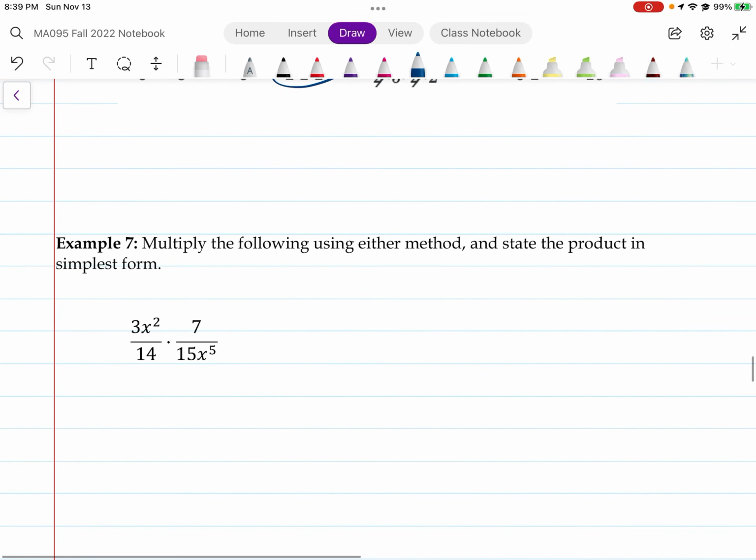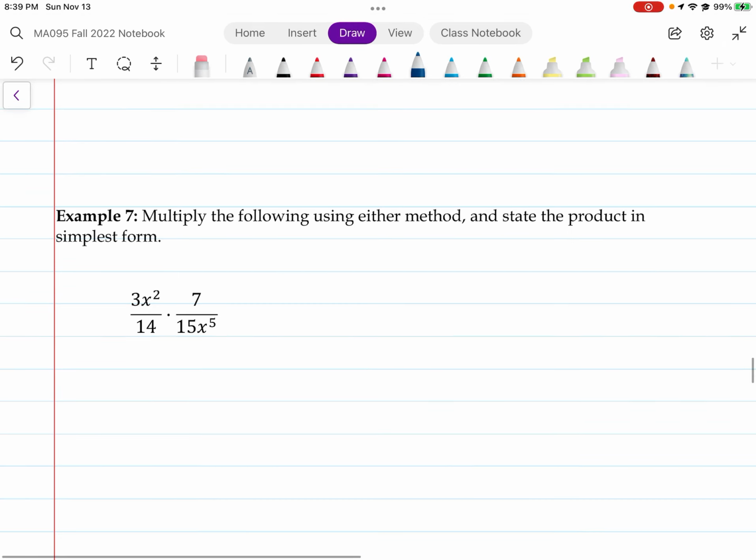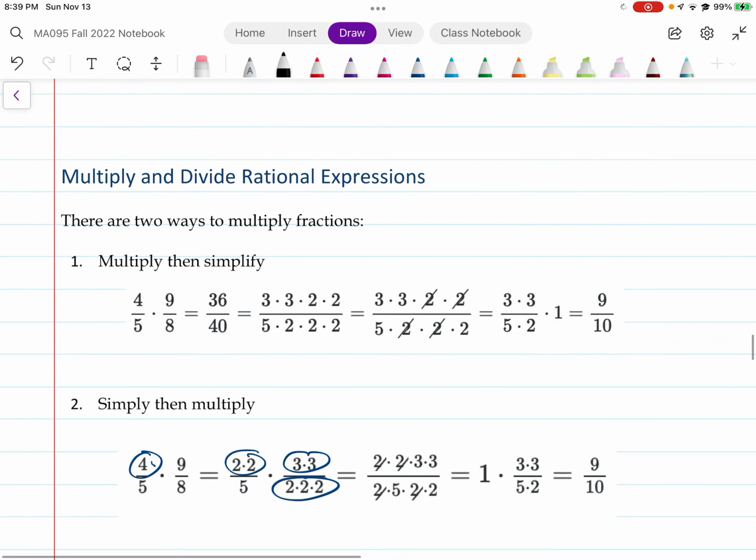So this first one, we're going to multiply using either method and state the product in simplest form. So remember, when something's on the top and something's on the bottom, like we had here, you can cancel it out, because when we multiply 2 fractions like we have right here, we can just combine everything together on the top and combine everything on the bottom.